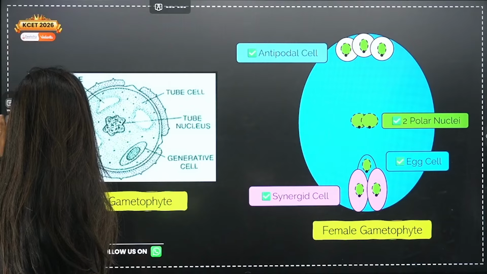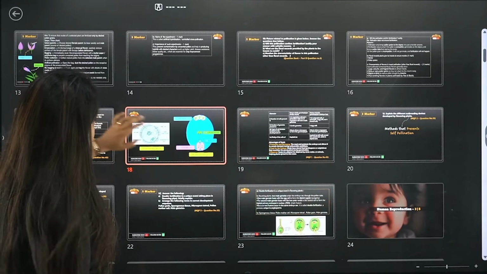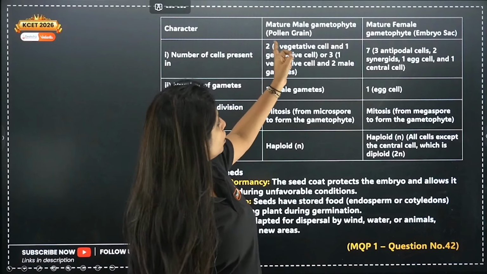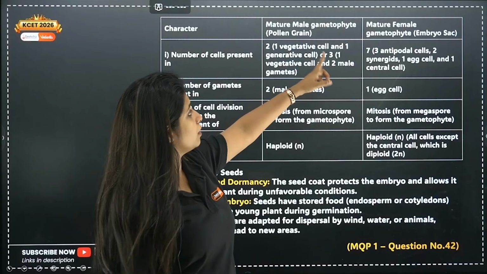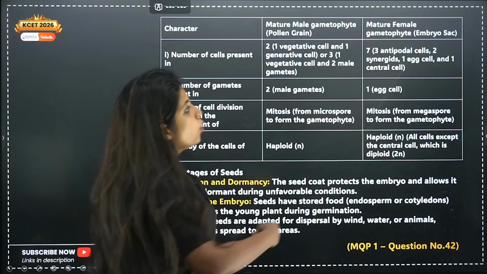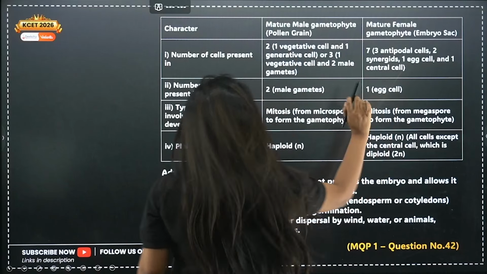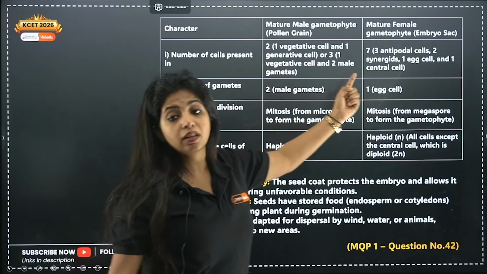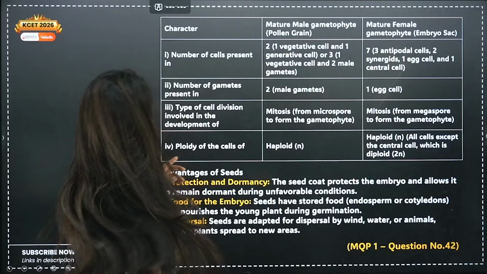Now if you try to solve this, you get the number of cells present in the male gametophyte: 2, 1 vegetative and 1 generative, or 3, 1 vegetative and 2 male gametes. Over here you have 7 cells. The names of the 7 cells have been mentioned. There are 2 gametes present in the male gametophyte, whereas there is only 1 in the case of the mature female gametophyte.